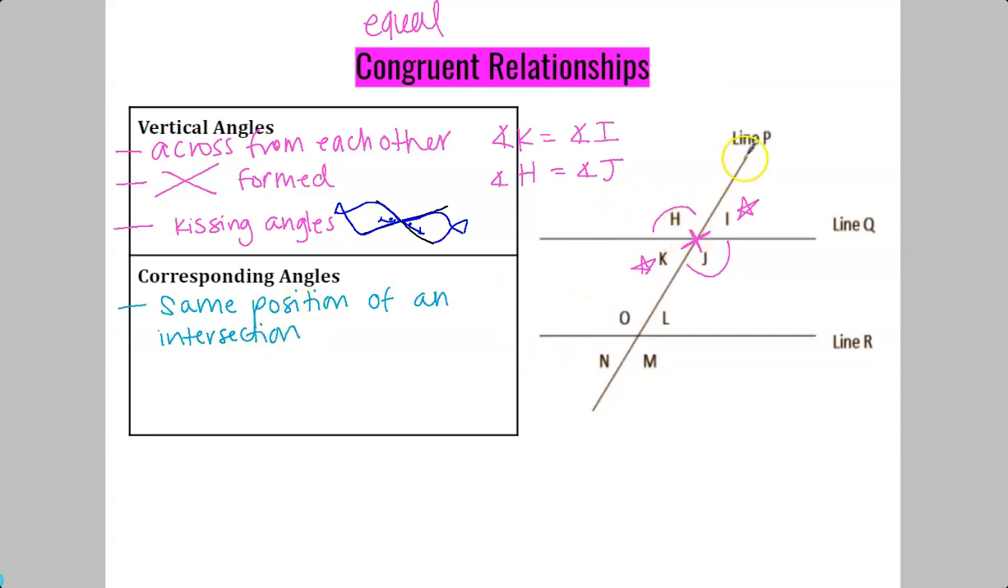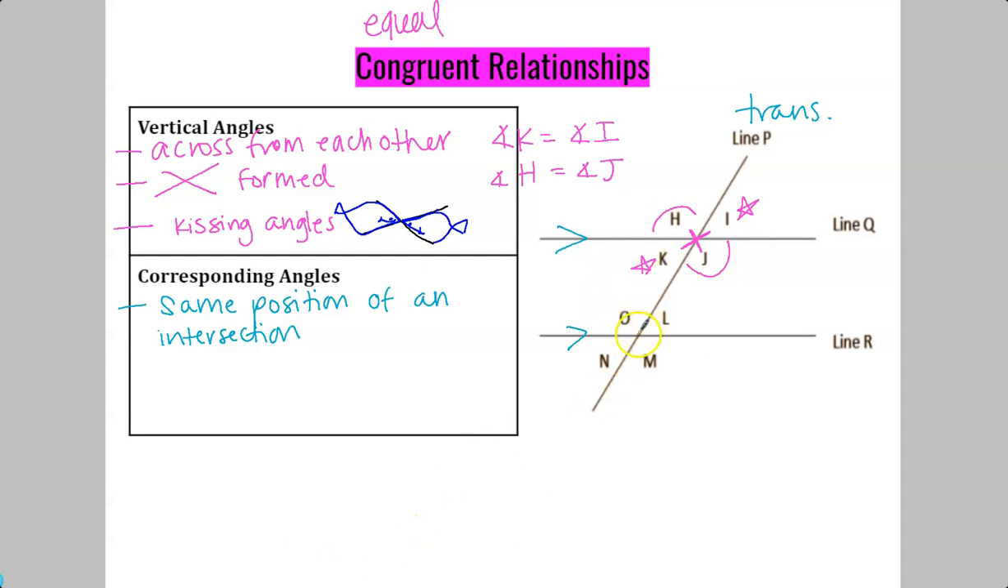So if we notice here, because I've got my parallel lines and then I've got my transversal, notice how we almost create like two intersections. We've got this intersection here, and we've also got an intersection here. So we're going to find that there are angles that are in the same position.